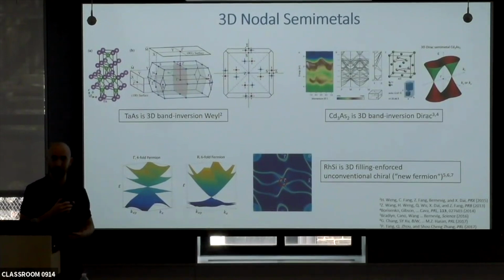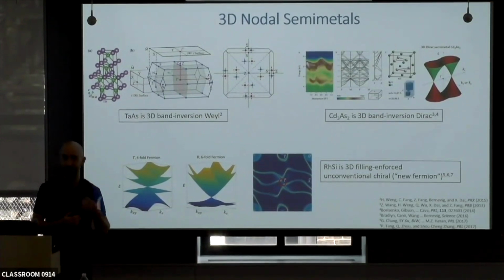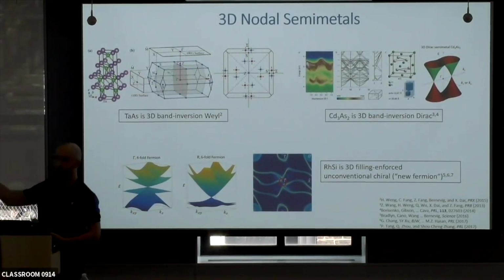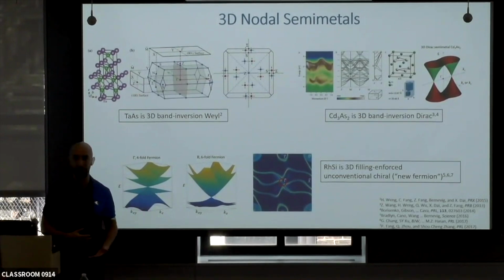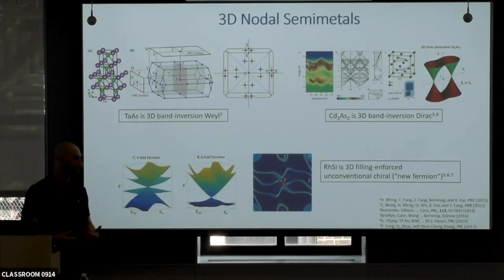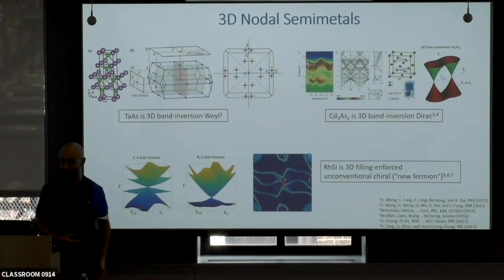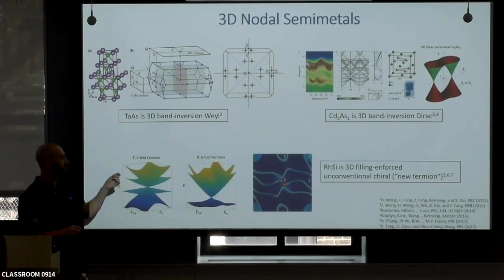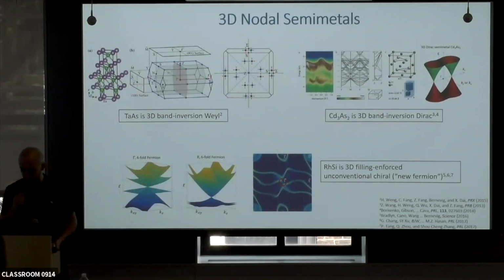Depending on the dispersion and topological character of those points, I can classify them, or give some naming scheme to them. People call the points in tantalum arsenide Weyl points. They call the points in cadmium arsenide Dirac points. And then there are other ones that don't fit neatly in the paradigm. In these B20 silicides, like the rhodium silicides that people talked about before, we call them unconventional, or people still call them new fermions from the original paper title. For this talk, I'm going to focus on Dirac and Weyl semimetals and what's different about them.